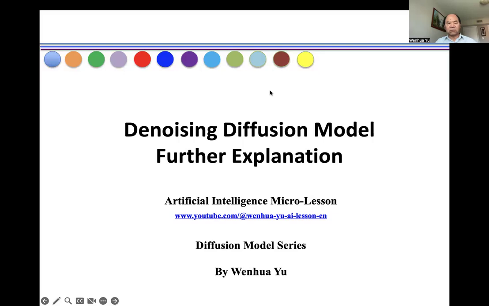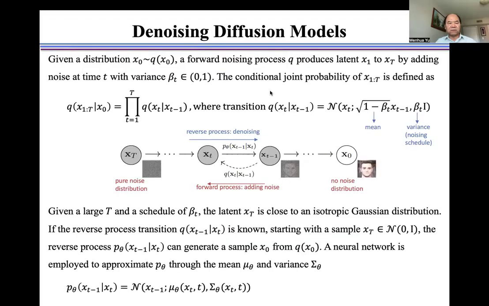In this video, I further explain denoising diffusion models. Given a distribution X0 sampled from Q, a forward noising process Q produces latents X1 to Xt by adding noise at a time t with the variance beta t. The conditional joint probability of X1 to t is defined as here, where Q is a transition. This is the mean and this is the variance.